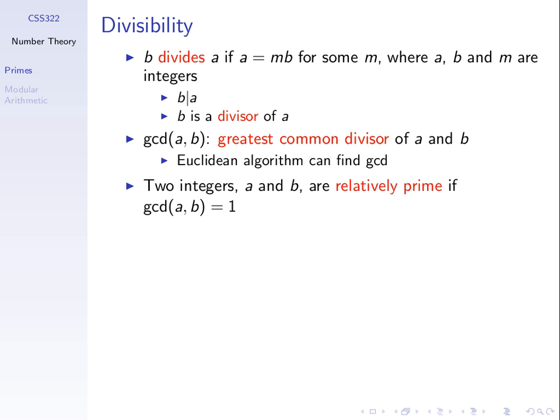Are these two numbers relatively prime? Why not? You've all picked up that they have common divisors which are greater than 1. The greatest common divisor is 12. 12 divides 24, 12 divides 60. So their greatest common divisor is not 1, therefore they are not relatively prime.